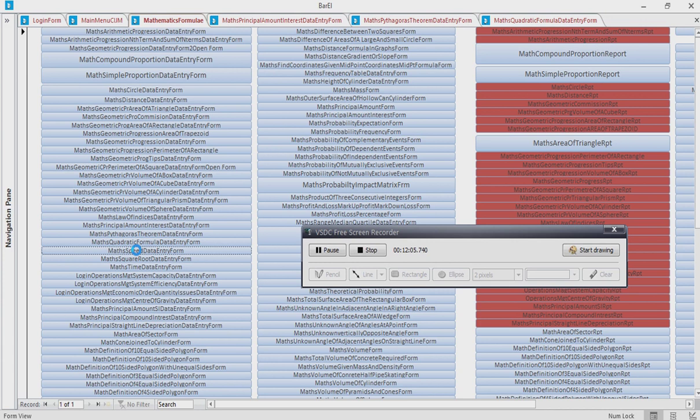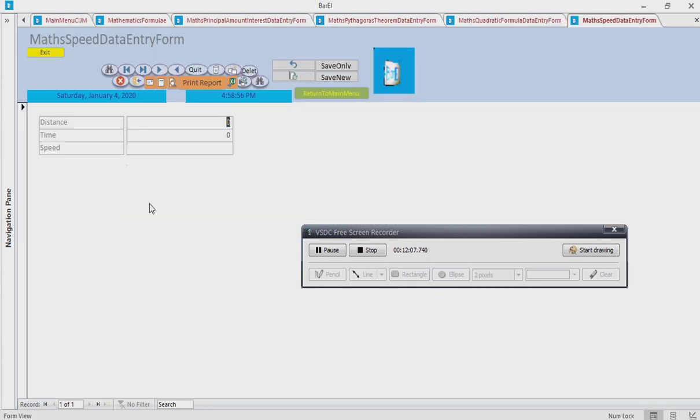Speed. The distance is 100 and the time is 4. Then the speed is 250. Let us say it's 4 hours, it's 250 kilometers per hour.